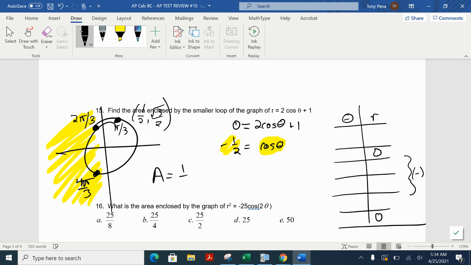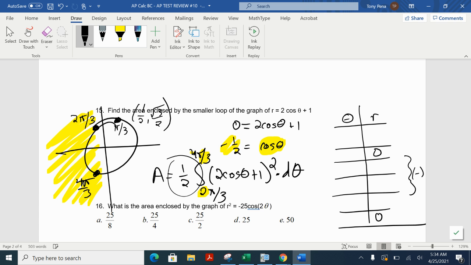The same formula, 1/2 and then the R squared times our d theta, and then the limits are the difference in the angles. So we actually put those angles as our limits. We want to go from 2 pi over 3 to 4 pi over 3. All right. And then plug it in your calculator. Just be careful. Don't forget the squared. That's common. And don't forget this 1/2 out in front.